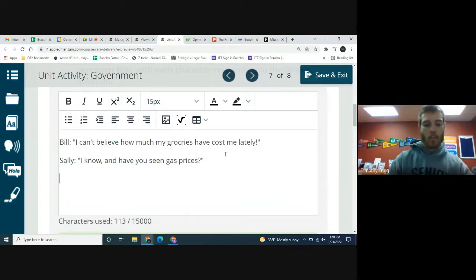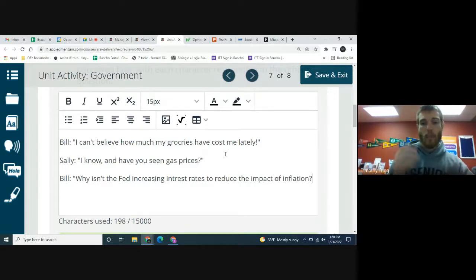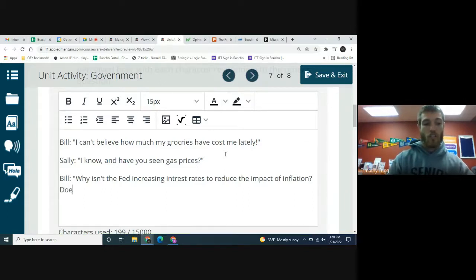Then maybe Bill says, why isn't the Fed, maybe that should be capitalized, the Fed increasing interest rates to reduce the impact of inflation? Does Jerome Powell even know what he's doing?